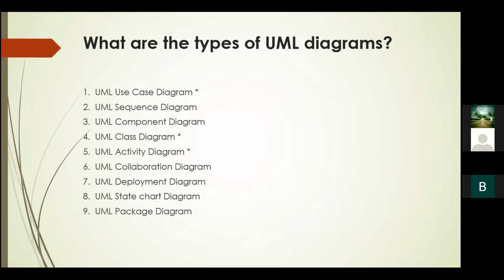So, ito yung, what are the types of UML diagrams? So, these are the types of the UML diagrams. This is 1 to 9, wherein yung mga naka-asterisk po yung mga usual na ginagamit natin. Ito po yung kadalasan nating nilalagay sa mga document, depende po doon sa format ng documentation.